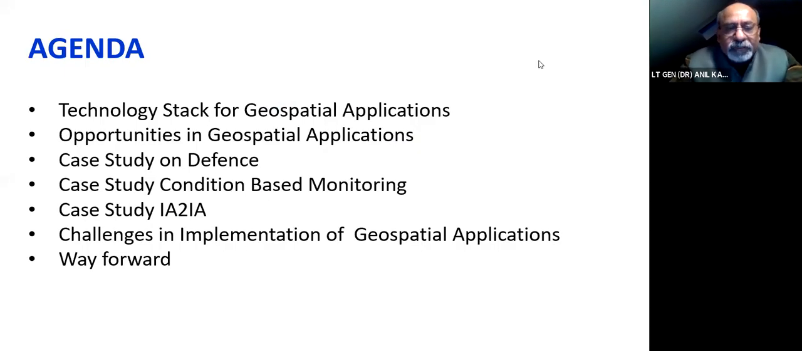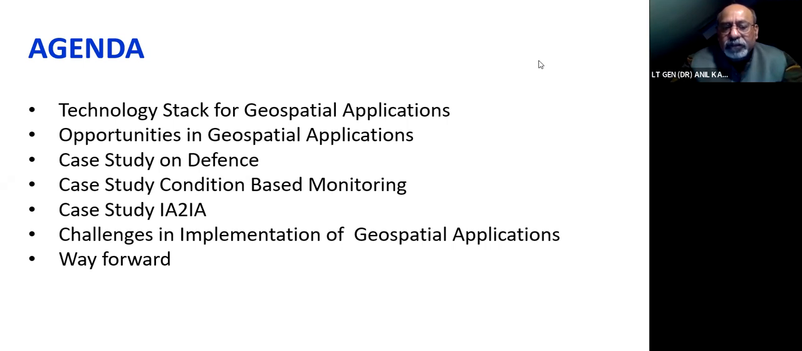I will go over the subject by covering the agenda. Firstly, I'll talk about the technology stack and the opportunities which exist in geospatial applications. Since IIT Tirupati is the technology innovation hub for precision and positioning, there are a lot of opportunities which need to be harnessed. I'll touch upon 3 case studies on defense, where a huge amount of geospatial technology enabled programs are underway. We shall talk of a case study for condition-based monitoring, which is a niche area, and a lot of capabilities can be built around this technology. And then, of course, industrial automation to industrial autonomy, IA to IA, another very emerging field in geospatial applications.